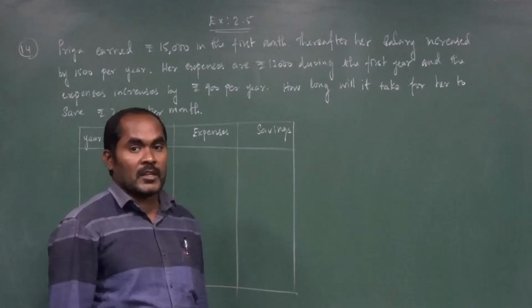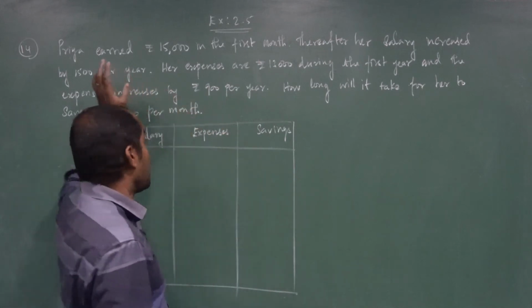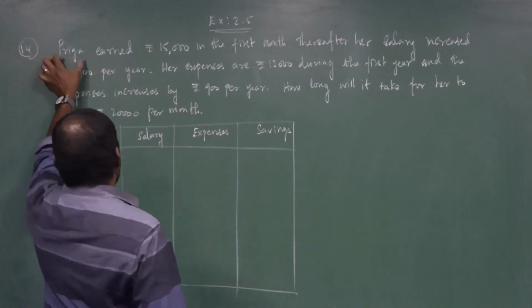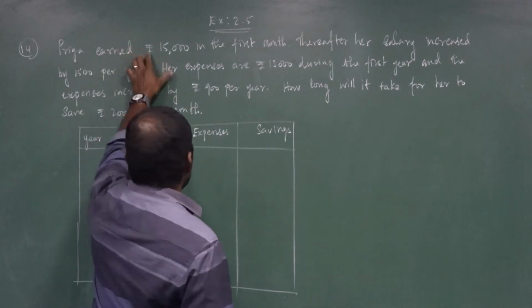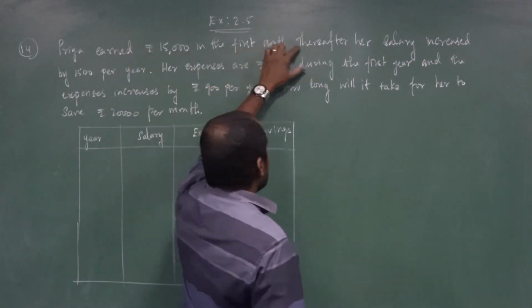That's all. Next, exercise 2.5, last question, that is 14th question. Priya earned rupees 15,000 in the first month.